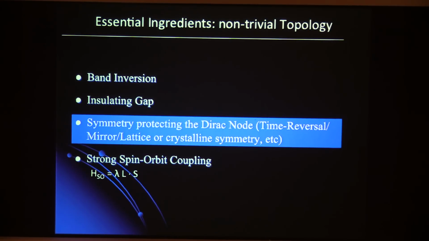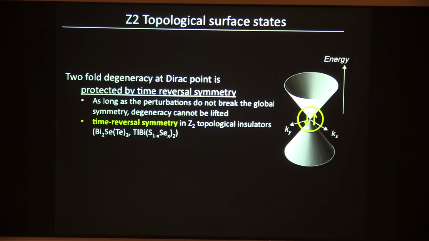But in order to protect the Dirac node, you need a symmetry in the system, and typically in the Z2 topological insulators, the symmetry is time reversal symmetry. And you know, the way you understand it from the perspective of quantum mechanics is that these eigenstates, these two spin up and spin down electrons, are simultaneous eigenstates of the Hamiltonian as well as the time reversal operator. And when you have simultaneous eigenstates, you cannot lift this degeneracy without breaking time reversal symmetry. This is just perturbation theory, for example, right? So this Dirac node is protected by time reversal symmetry.